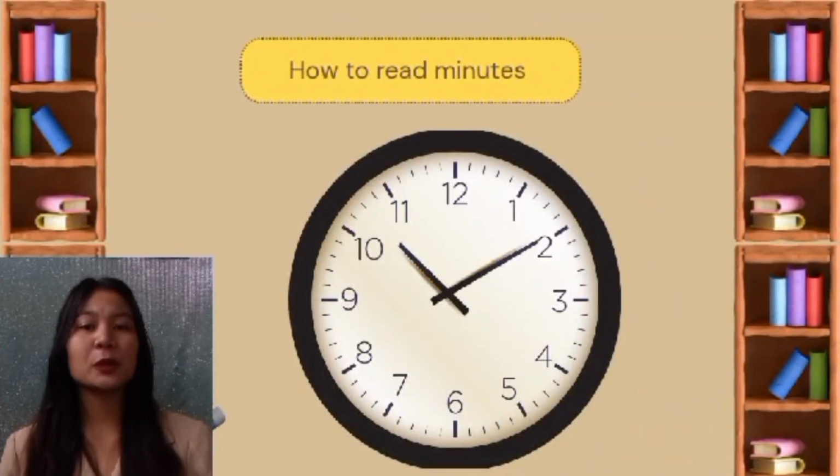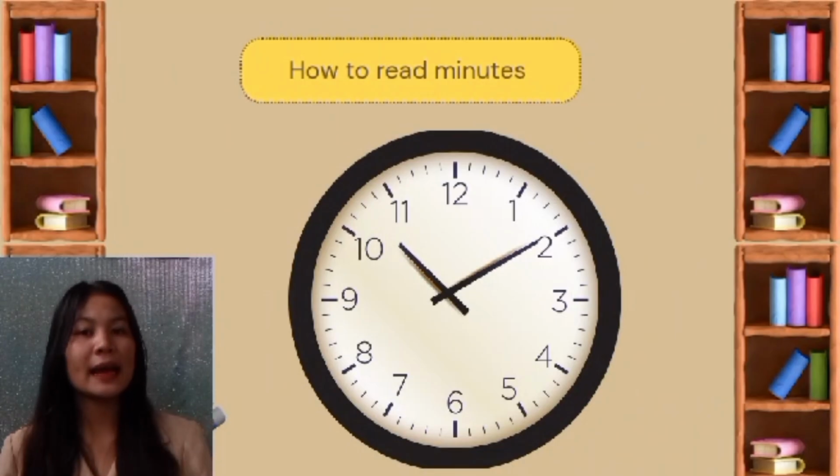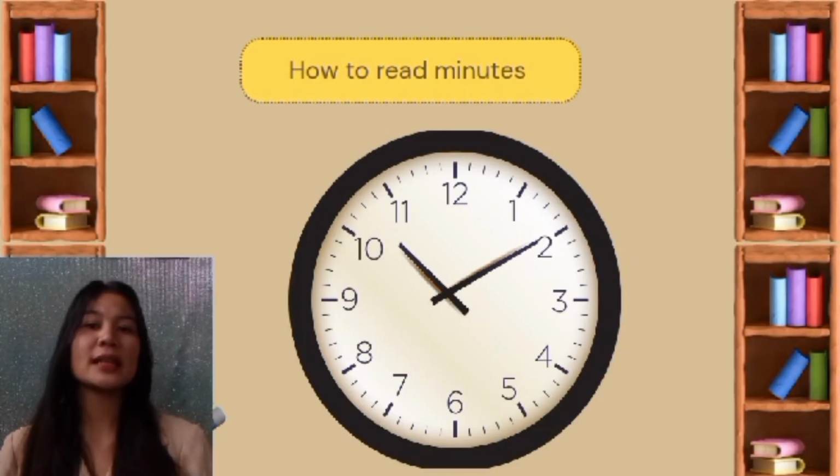Next is how to read minutes. The longer hand indicates the minute. It takes 60 minutes for the minute hand to make a full turn. Each number on the clock represents 5 minutes. Here, we can see that the long hand is pointing at 2. Each number on the clock represents 5 minutes. That means it's 10. So, the time is 1:10.